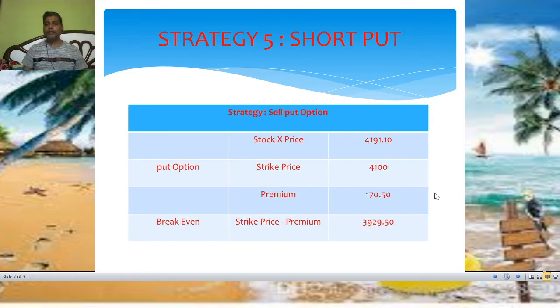Now let us try to understand this with the help of the table. The strategy name is sell put option. We can also call it short put option. So if the spot price of stock X is trading at 4191.10 and we sell the put option of strike price 4100 at a premium of 170.50, the break even can be calculated by subtracting the premium from the strike price. So in this case, the break even will be 3929.50.